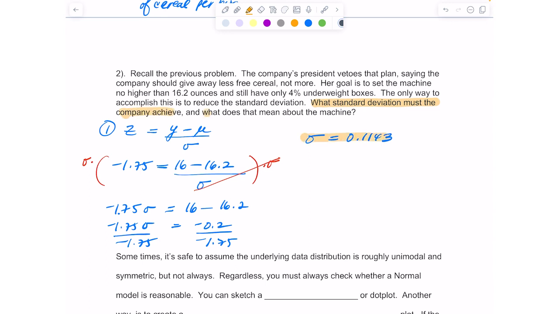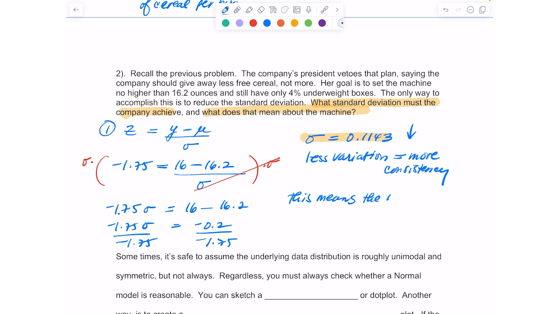And then what does this mean about the machine? So it means that the machine must be more consistent in filling the boxes, right? Because our original standard deviation was 0.2. So that means that our standard deviation decreased, which means there's less variation and more consistency. So we can just say that this means the machine must be more consistent in filling the boxes.